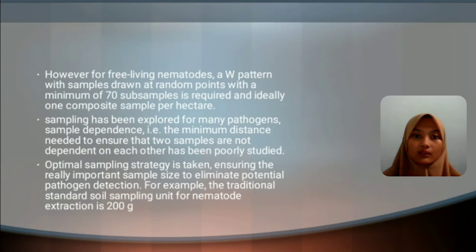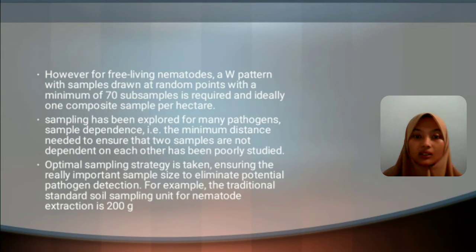However, for a living nematode, a W pattern with samples drawn at random points with a minimum of 70 subsamples is required, and ideally one composite sample per hectare. Sampling has been explored for many pathogens. Sample dependence, the minimum distance needed to ensure that two samples are not dependent on each other, has been poorly studied. Optimal sampling strategy is taken, ensuring the sample size is important to eliminate potential pathogen detection.